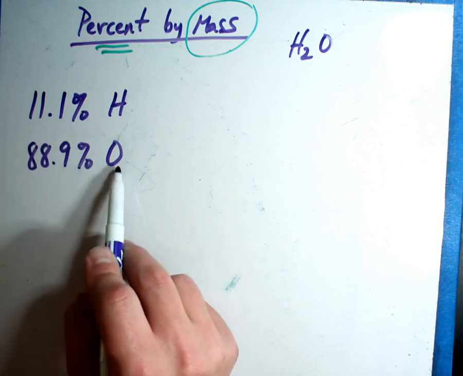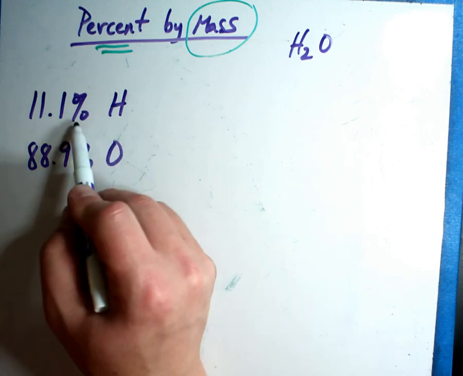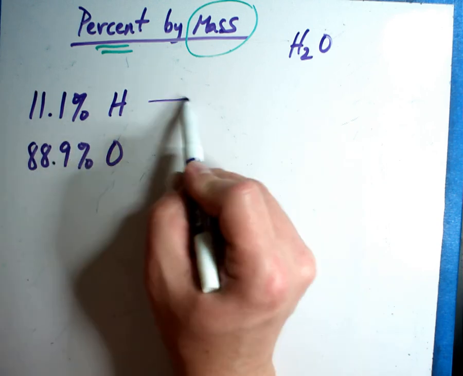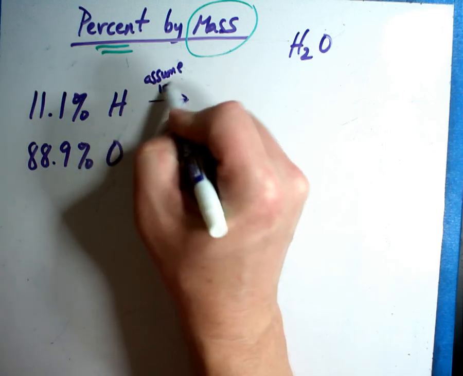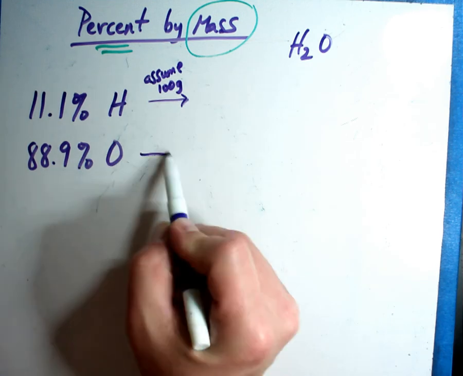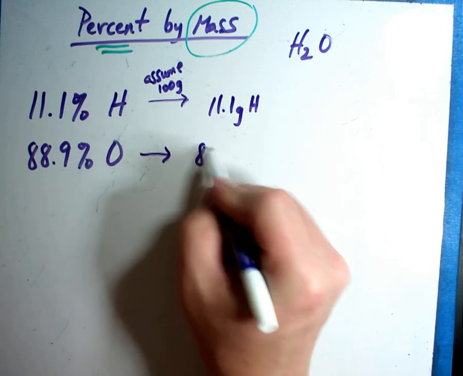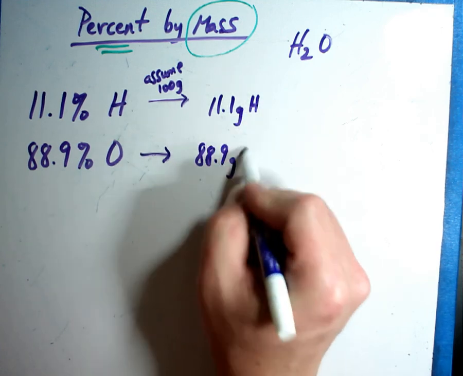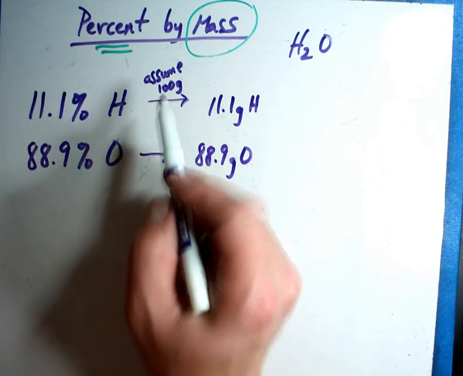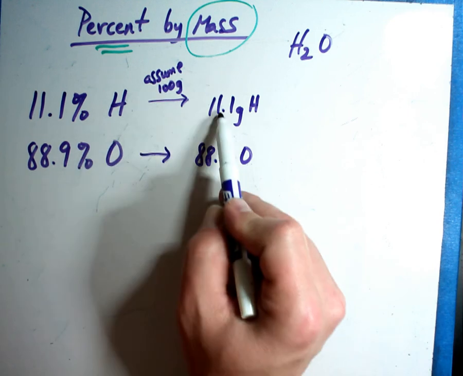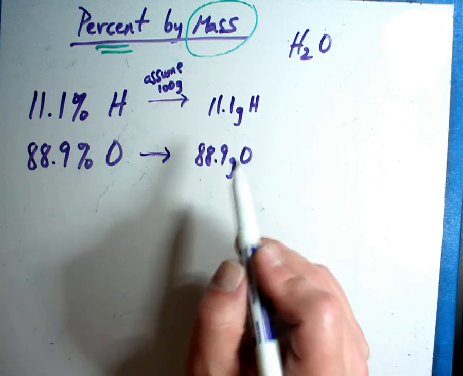Now we said there's only one thing in the world that has these exact percentages, so let's see if we can figure it out. Since percent means parts out of 100, the very first thing we're going to do is assume that you had 100 grams. Because if you assume that you had 100 grams, this becomes 11.1 grams of hydrogen, and this becomes 88.9 grams of oxygen. So those two numbers add up to 100. Since percent equals parts out of 100, if I pretended that I had 100 grams, 100 and 100 equal each other, now I all of a sudden have something I can work with.